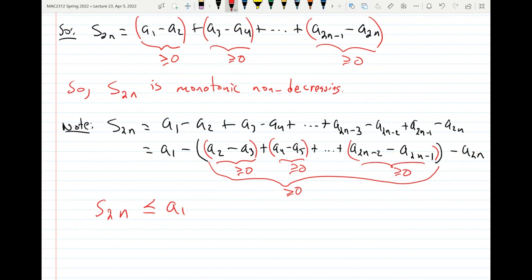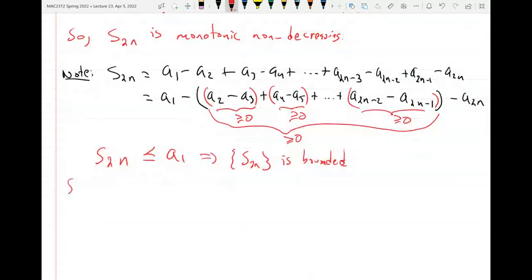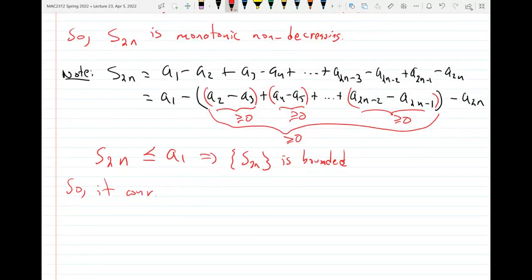A1 is bigger, if you're doing A1 minus positive stuff. So it's bounded. It's monotonic, and it's bounded. So what can you deduce about S2n? Convergence. The sequence S2n is bounded, so it converges. In other words, the limit as n approaches infinity of S2n is going to be equal to something. I'm going to call it L1.